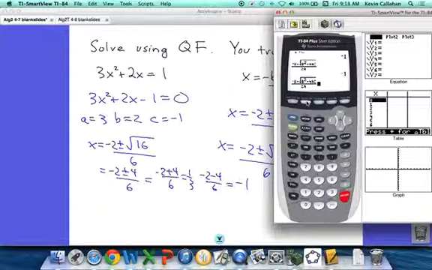This one had a minus. Change it to a plus. Rerun it. So scroll back over. There we go. Plus. Enter. 1/3.